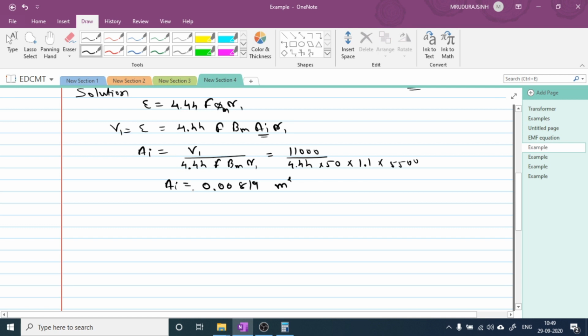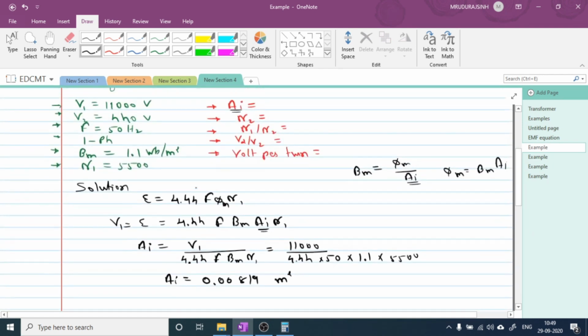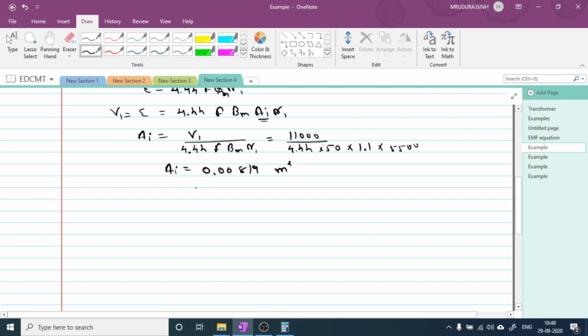The next important quantity that we need to calculate is N2, the number of secondary turns. How can we calculate it? We remember the equation V1 by V2 is equal to N1 by N2. Do we have the value of primary number of turns? Yes. Primary voltage? Yes. Secondary voltage? Yes. We know all three quantities, so it's simple to calculate N2.